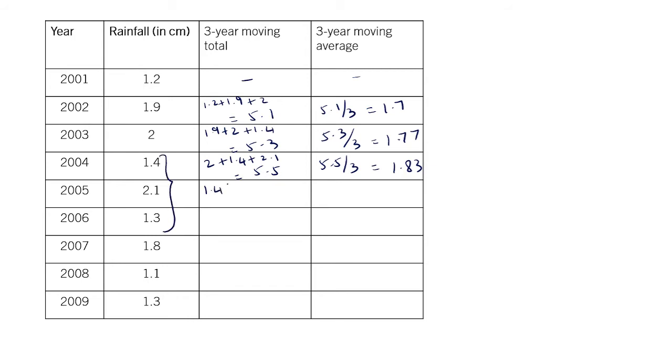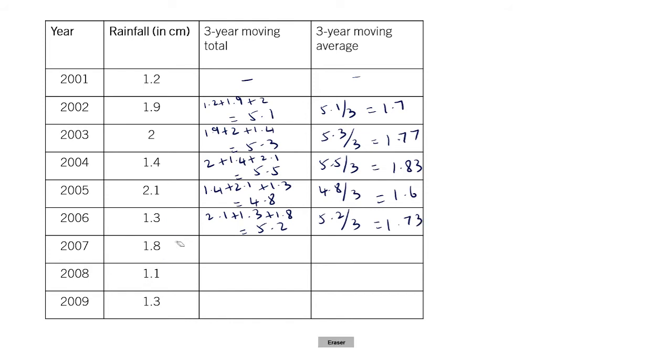And coming to the 3-year moving total for the next year, we have to add these three: 1.4 plus 2.1 plus 1.3. So it is equal to 4.8. So the 3-year moving average is 4.8 by 3. So it is 1.6. And coming to the 3-year moving total for the year 2006, it is 2.1 plus 1.3 plus 1.8. It is equal to 5.2. So the 3-year moving average is 5.2 by 3, which is 1.73.